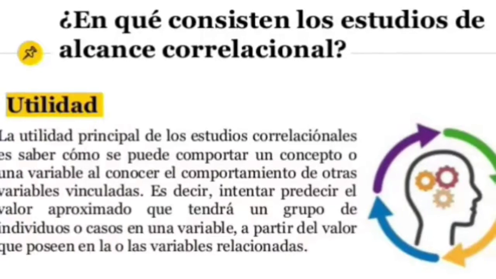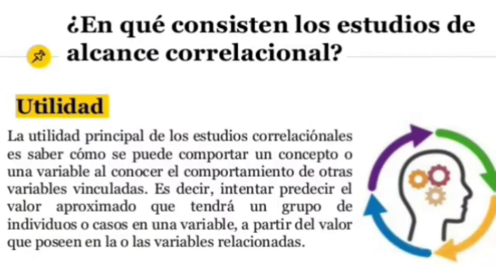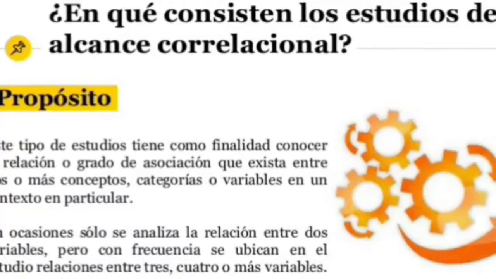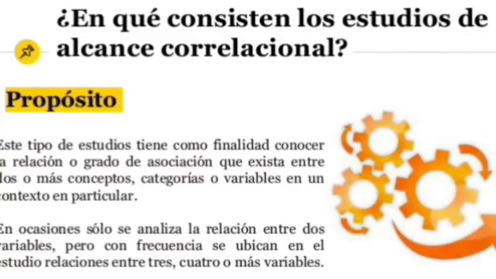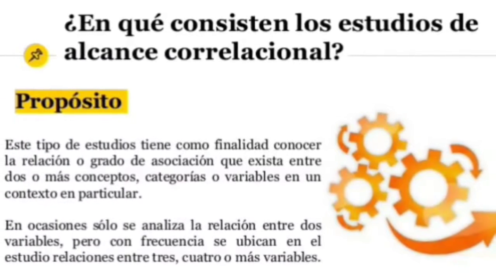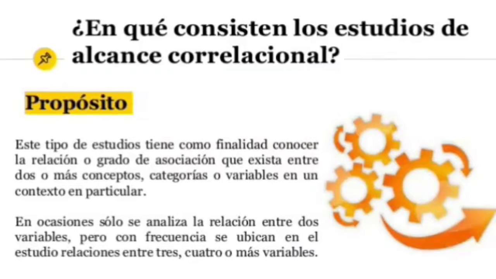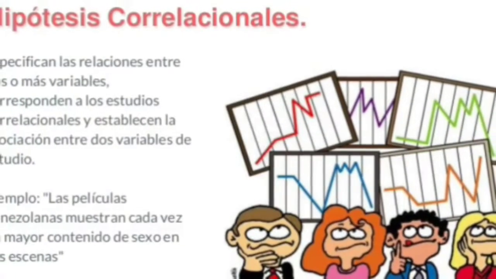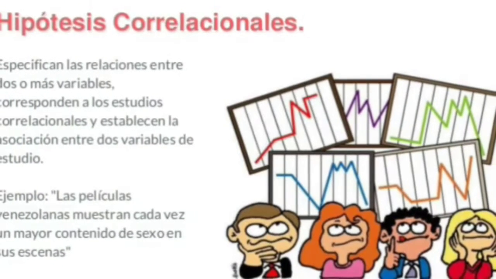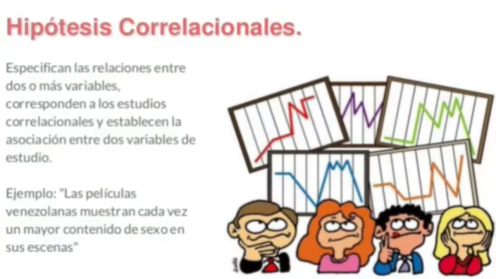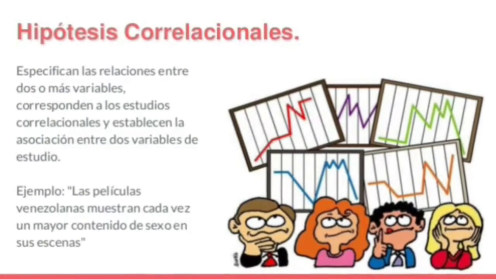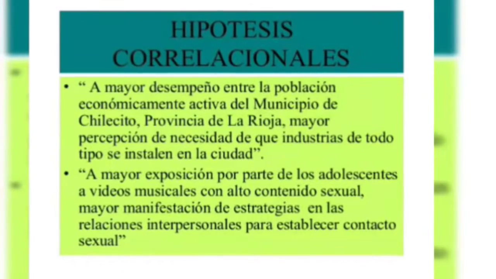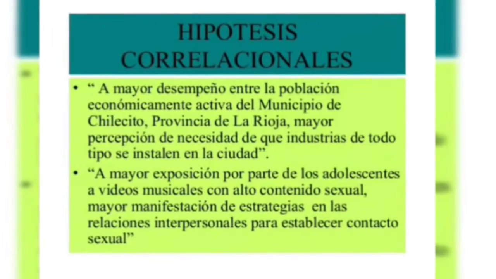Correlational hypotheses specify the relation between two or more variables. Example: the higher the self-esteem, the less fear of suicide. Here the hypothesis uses the idea that when one variable increases, the other decreases, and if it decreases, the other increases.